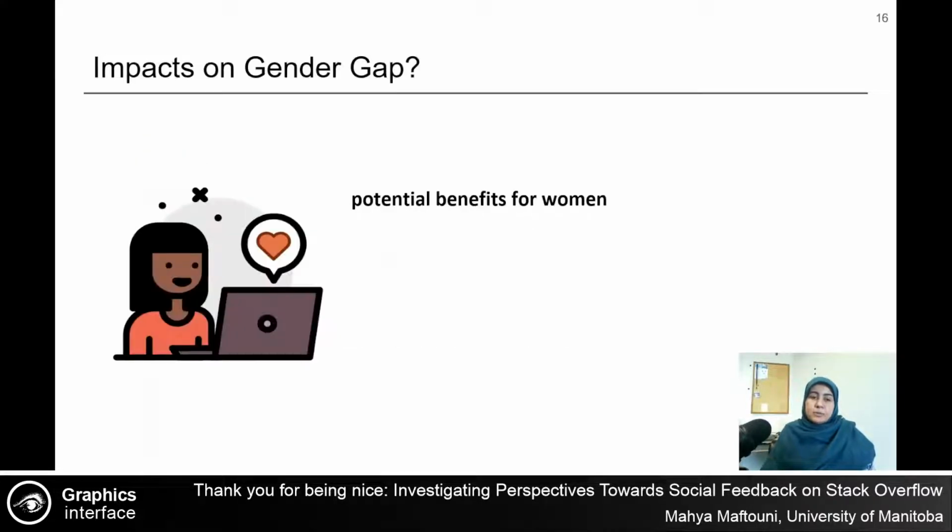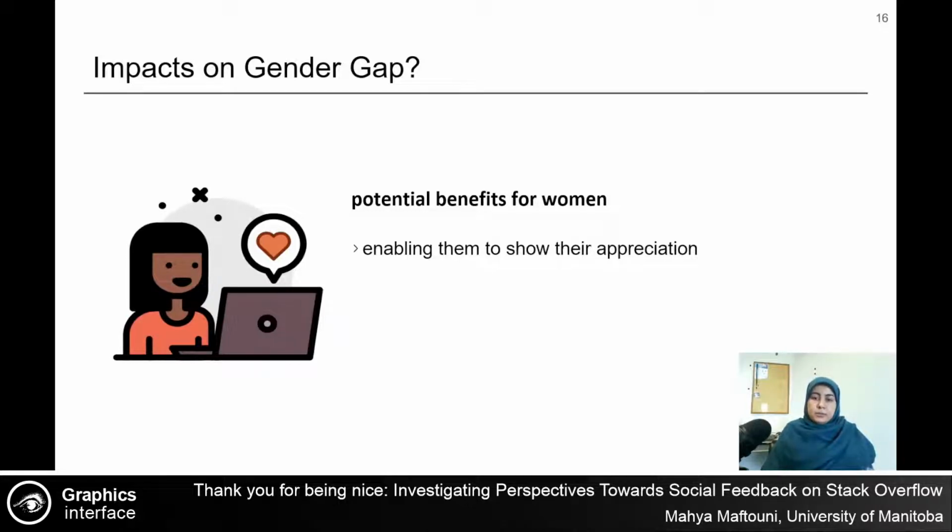So we saw some potential for the support button to make Stack Overflow a safer space, but its actual impact on the gender gap needs to be further studied. But we can be optimistic for several reasons. First, we know that Stack Overflow discourages users from saying thank you in the comments, but women dislike this policy and they show their gratitude more often than men on Stack Overflow. By having social feedback on Q&A platforms, we can enable users to show their appreciation.